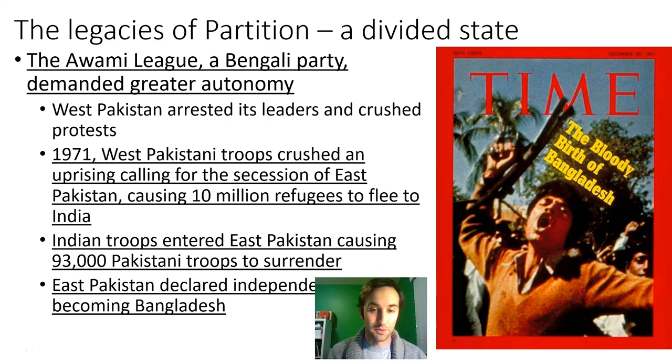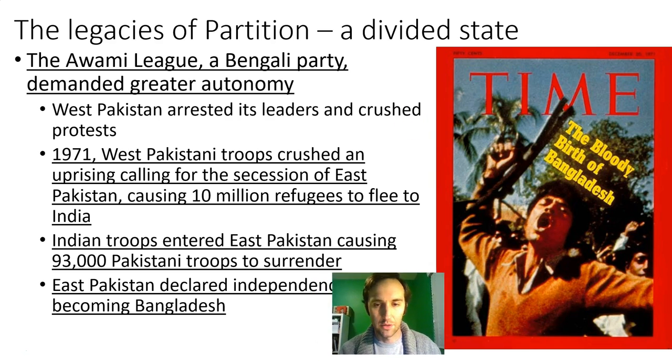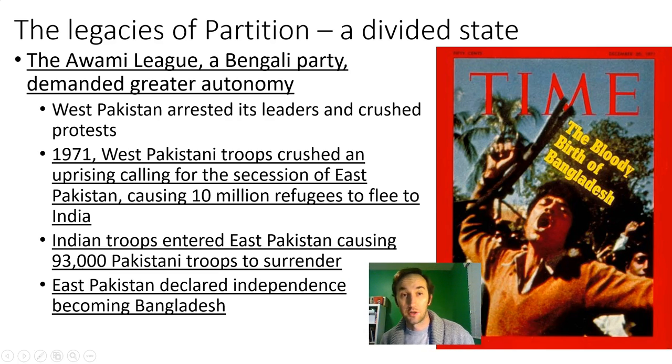So what happens in Bangladesh? Well, they split. The Awami League is a Bengali party that demanded greater autonomy. They wanted more rights over their own land. West Pakistan decided, no, that's not okay. And so they arrest the main leaders of the Awami League, and they crushed all protests.